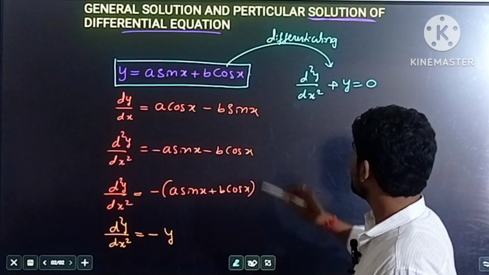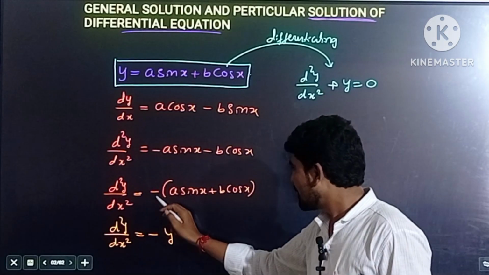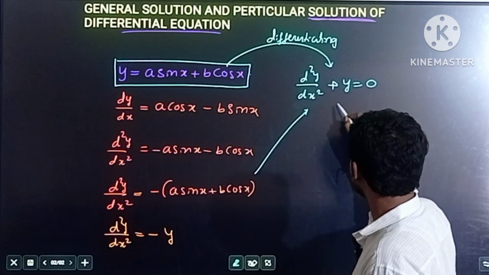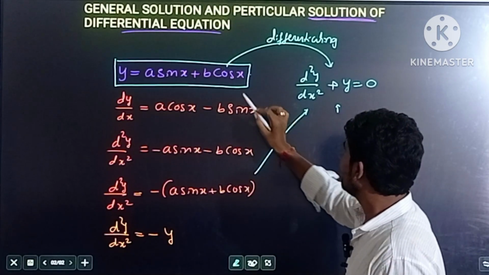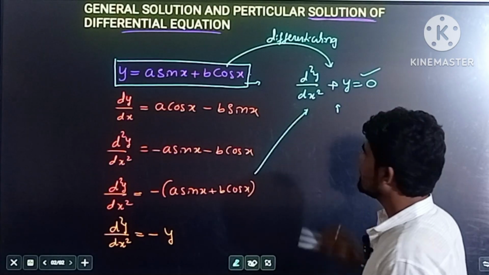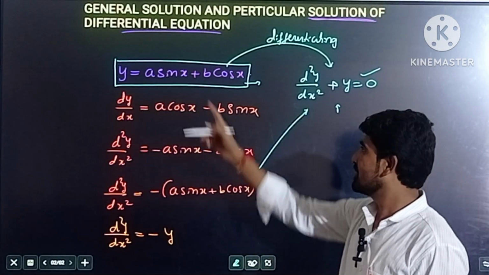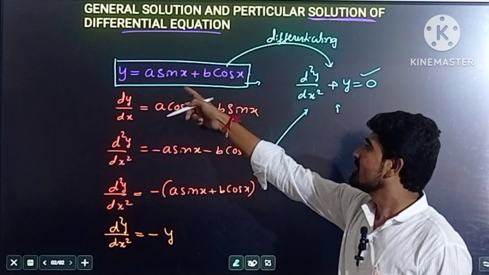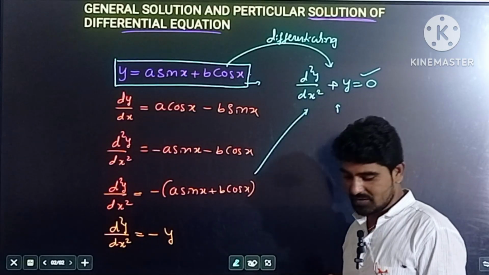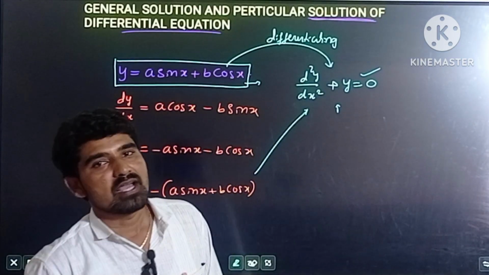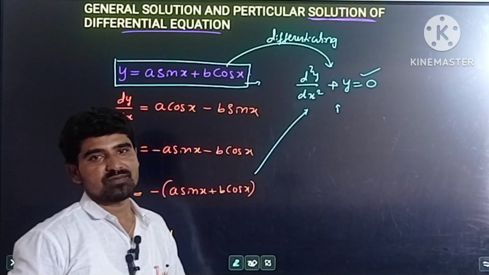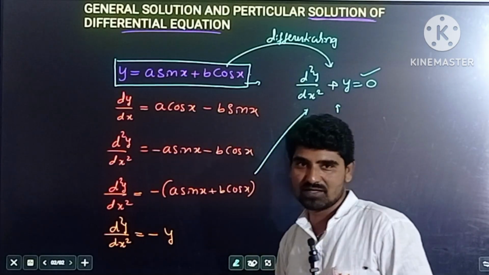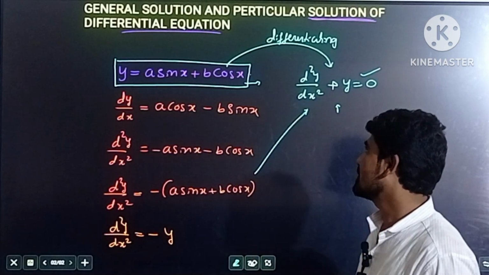Now if I substitute the value of the second derivative, minus of a sin x plus b cos x, and the value of y, a sin x plus b cos x, in this differential equation, then definitely this y satisfies this differential equation. It means this is a solution of this differential equation. A solution which satisfies the differential equation is called a solution of the differential equation. I hope all of you understood.